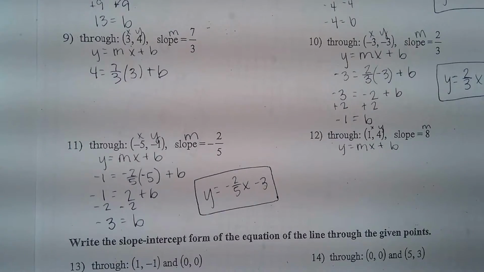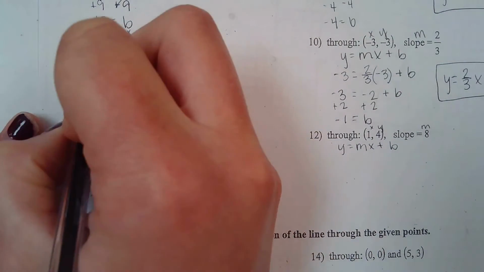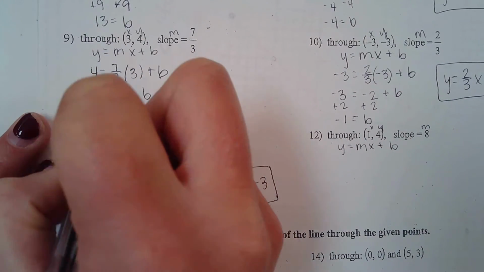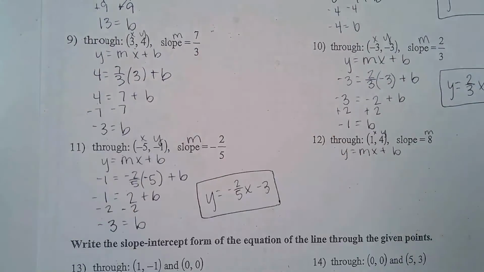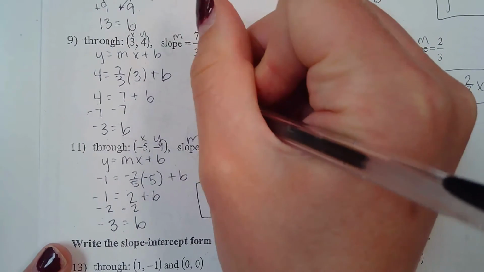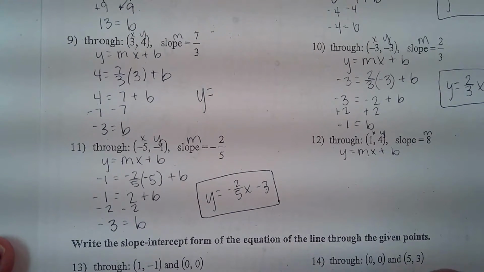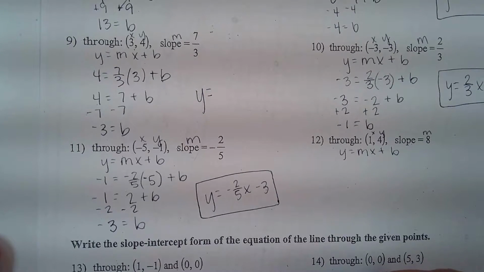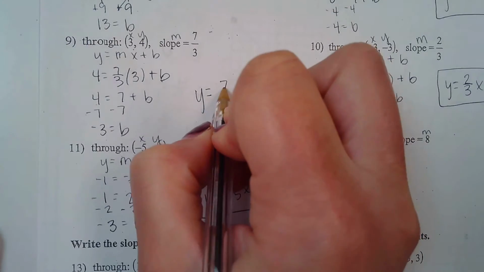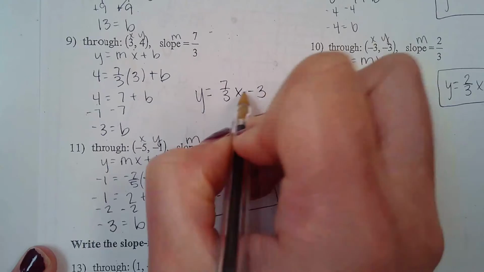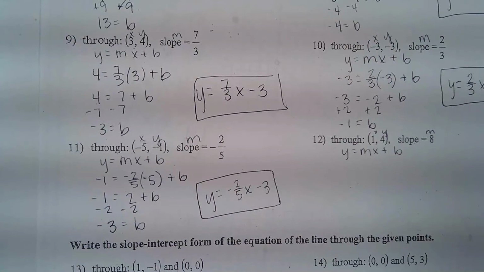So what is 7/3 times 3, y'all? 7, so you've got 4 equals 7 plus b. Then what from there? Minus 7. What is 4 minus 7? Negative 3. b equals -3. Crystal, how do we write our final answer? There you go. Are we all right with that, y'all?